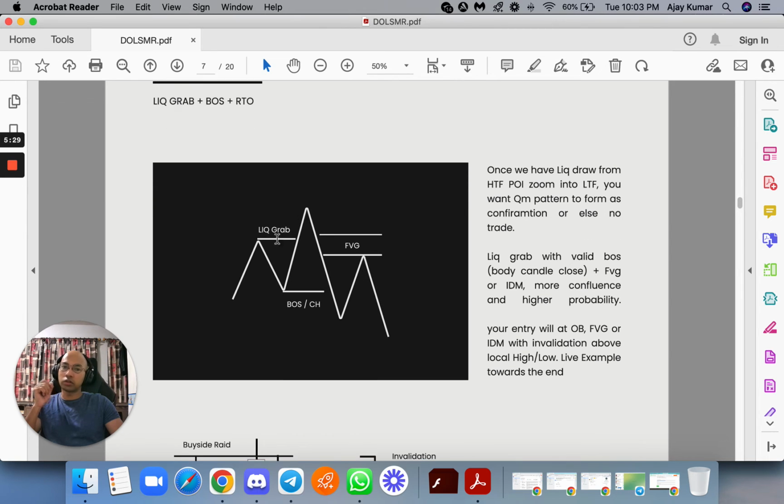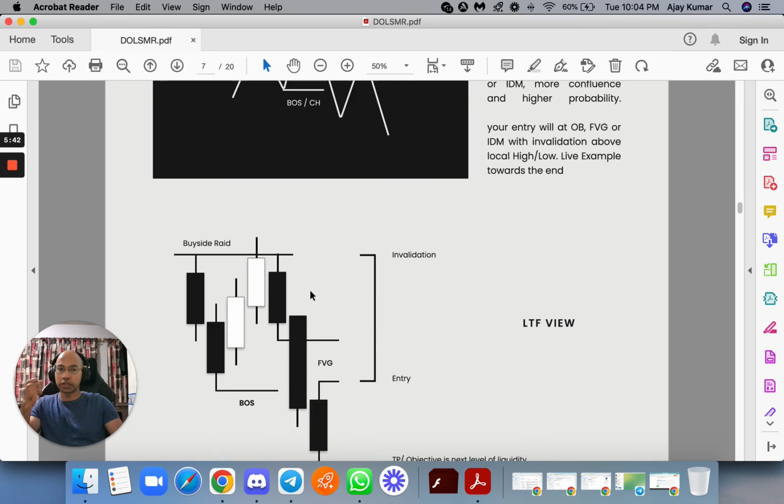So on a bullish case, it looks the inverse, which is basically price comes, makes a low, goes up, makes a lower low, grabbing the liquidity, then breaks the structure, then we enter on the fair value gap. So it's just the total opposite, right?